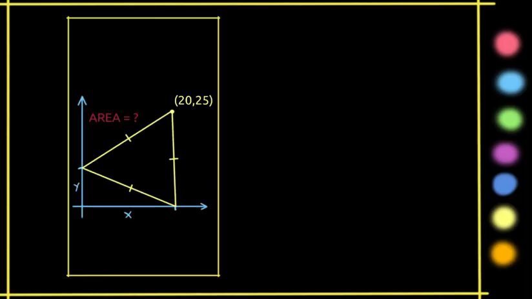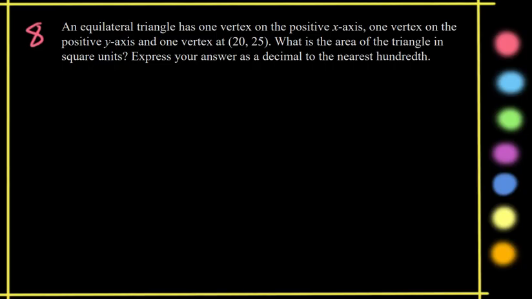Let's at least read the problem first. It says an equilateral triangle has one vertex on the positive x-axis, one vertex on the positive y-axis, and one vertex at 2025. They always love to put the year in these problems, right? What is the area of the triangle in square units? Express your answer as a decimal to the nearest hundredth. In the target round you have a calculator, which is good for this problem. None of those other ones needed a calculator, but this one you do.